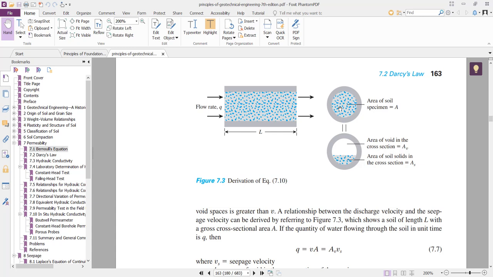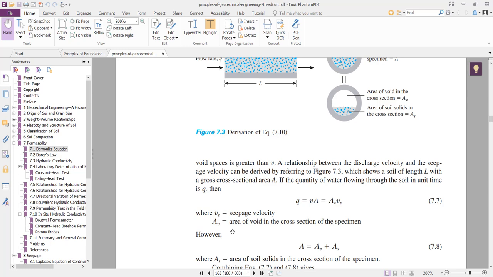So Q, the quantity of the flow, will be constant. That means that the velocity of the flow before it goes into the soil, times the cross section, is equal to the velocity of the flow inside the soil particles multiplied by the cross section area of the voids in the pipe. And we understand from this constant that the velocity of the flow inside the soil will be larger because the area will be less. So if Vs is the seepage velocity, A is the area of the void of the cross section.